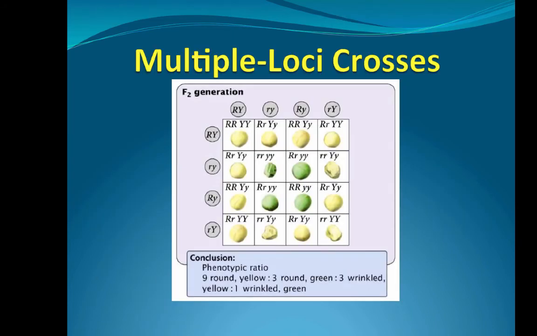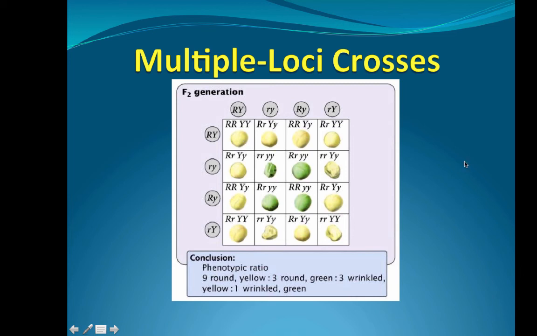So in the last couple of slides, we've looked very briefly at single loci crosses. But Mendel also did some advanced work looking at multiple loci crosses, where he was assessing two traits. For example, in this scenario in your book in chapter 3, Mendel was assessing the color of the seed as well as the shape of the seed. The color was either yellow or green, and the shape was either smooth or wrinkled.